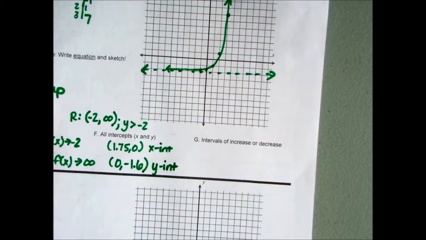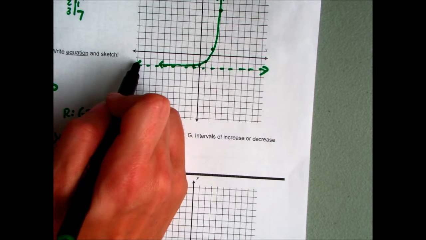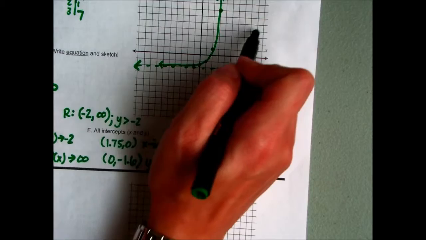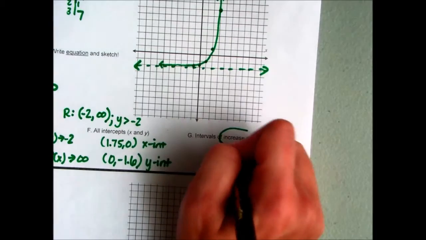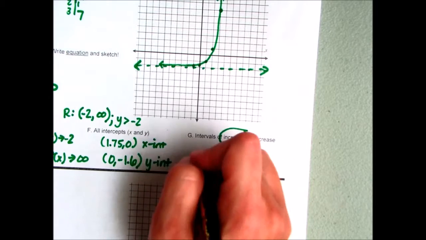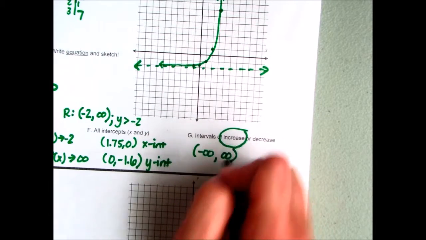All right, and then the final one, intervals of increase or decrease. Read this like a book. As you're reading the page from the left to the right, this graph is forever going up. So it's going to be an increase, and it's increasing from the very left of our book, or our page, negative infinity, forever to the right, positive infinity.